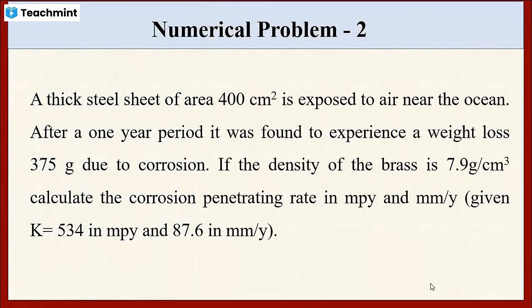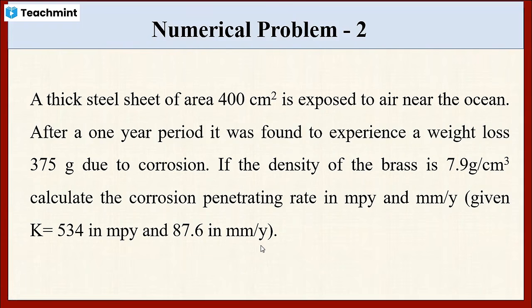Similarly, let us solve another numerical problem. A thick steel sheet of area 400 centimeters square is exposed to air near the ocean. After a 1 year period, it was found to experience a weight loss of 375 gram due to corrosion. If the density of the brass is 7.9 gram per centimeter cube, calculate the corrosion penetration rate in MPY and MMY. And in bracket, the given K value is equal to 534 in MPY and 87.6 in MMY.